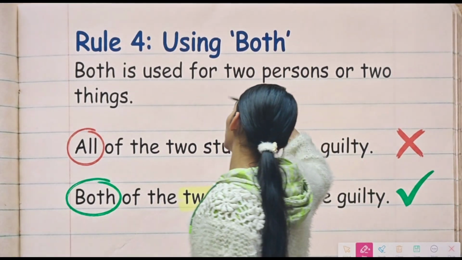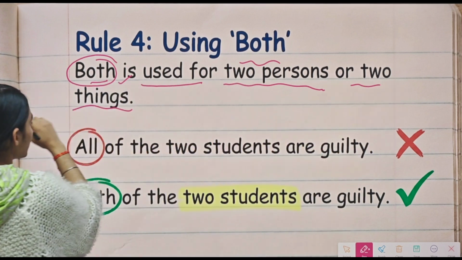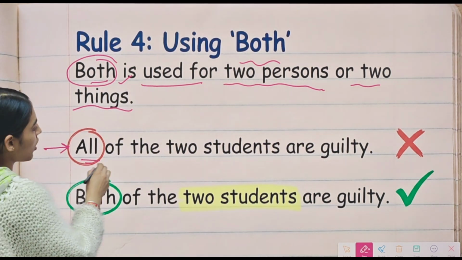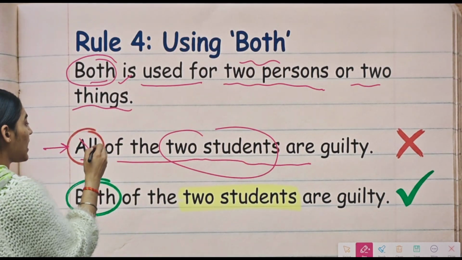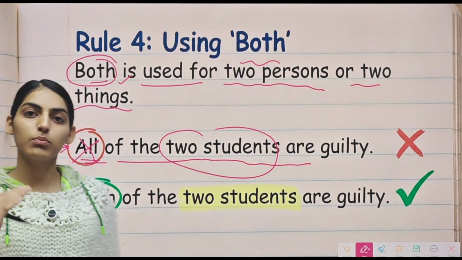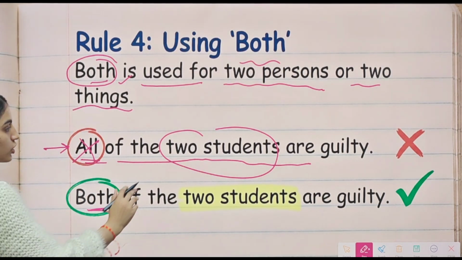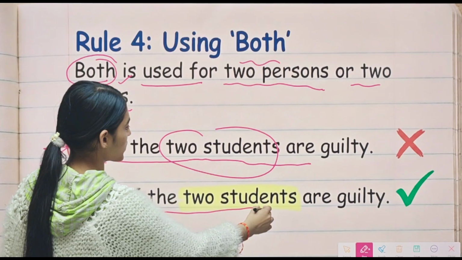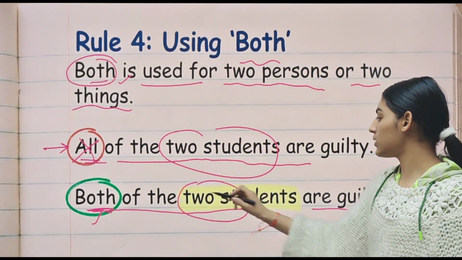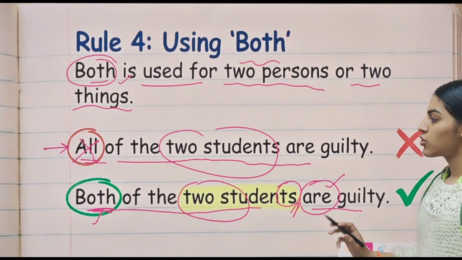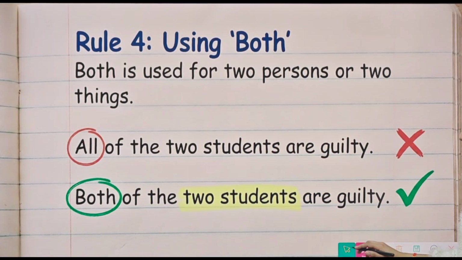Now let's see rule number 4, the use of both. Both is used for two persons or two things. Here is an example that we have: all of the 2 students are guilty. Since we can see 2 students here, we cannot use the word all. All is more than 2. So instead of using all, we will use both. The correct sentence will be: both of the 2 students are guilty. And one more thing you can see, both has been used, and the word are. Since we are talking about two persons, the verb used will be plural in form.